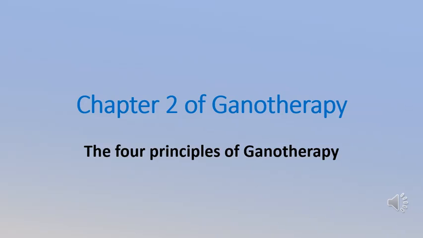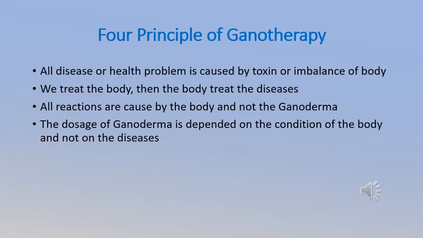Okay, in GANOTHERAPY, there are 4 principles. Okay, we are going to discuss in detail these 4 principles. The first principle is that all diseases or health problems, whatever the problem faced by our body, are caused by 2 causes only: the toxin and the imbalance of the body. Only 2 causes, okay? Secondly, we treat the body. Then the body treats the disease. We never treat disease. This is the second rule.